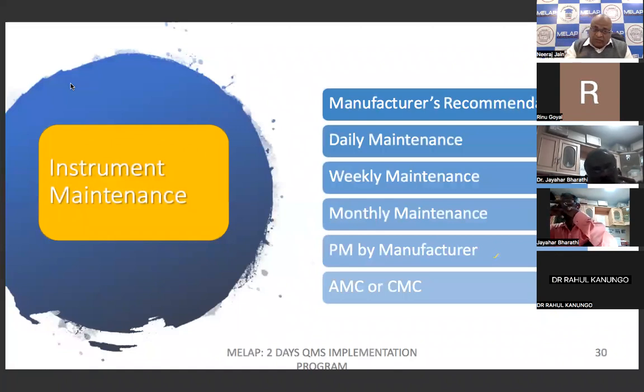When you're maintaining an instrument, what is the clause related to instrument maintenance? 6.4.5. Very good. And what is 6.4.6? Adverse incident and accident. And 6.4.7, equipment record. Good.